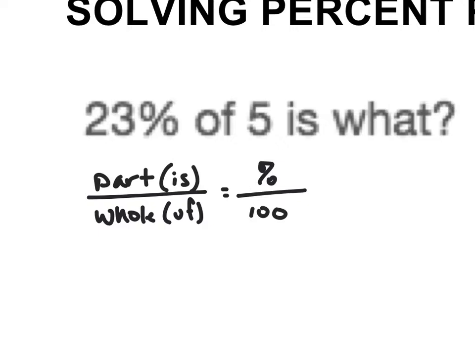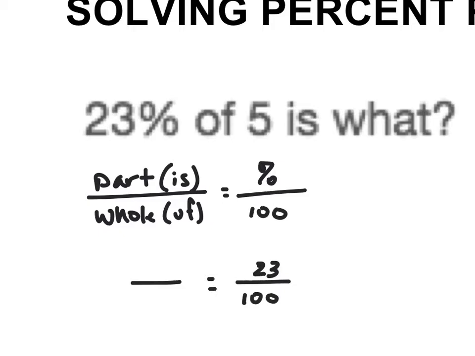Now this one says 23% of 5 is what? What I do is look at the word in front of each letter. 23% is going to go here. When I set up this equation, I put my equal sign over 100. My percentage is 23, so I'm going to put that number up here. It's my percent, so I'm not going to put it into a decimal. I'm just going to use the number 23.